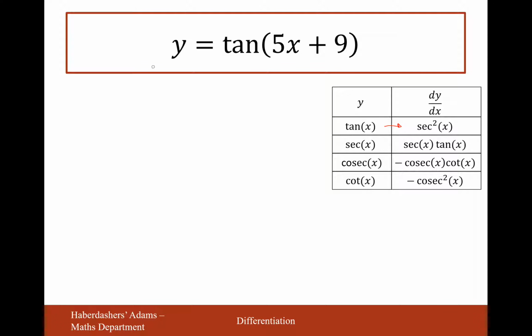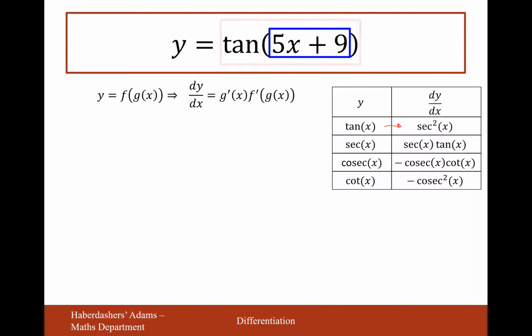So we're now working on this question here, y equals tan of 5x plus 9, and we're going to be using the chain rule here. The inside function is 5x plus 9, and the outside function is tan. So let's get started on using the chain rule here. So it's dy by dx. Differentiate the inside first. 5x plus 9 differentiates to 5. Then it's going to be multiplied by the derivative of the outside function, tan. Tan differentiates to sec squared, but it's sec squared of the inside function, 5x plus 9. And there we are, that's the answer to this question then.